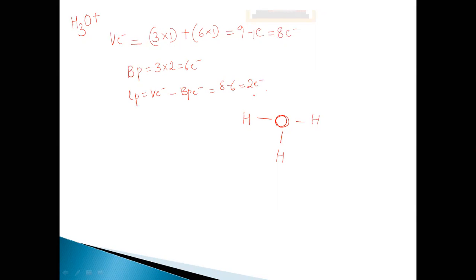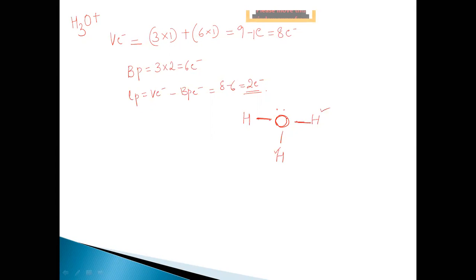Now, where do you put these 2 electrons? Hydrogen is satisfying the doublet rule, because it's hydrogen. So 1, 2, this hydrogen is also satisfying the doublet rule, and this hydrogen also. So after putting the electrons, if the terminal atoms are satisfying the octet rule or the doublet rule, then put the remaining lone pair on the central atom. Those are the 2 electrons remaining on the central atom.